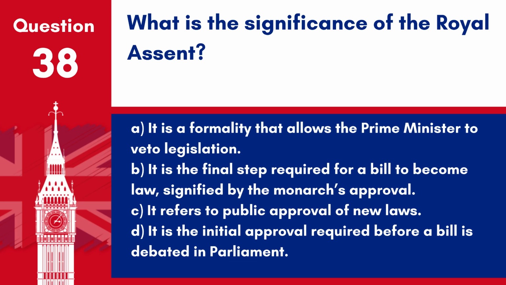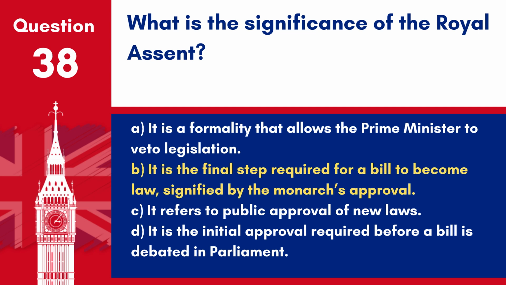A. It is a formality that allows the Prime Minister to veto legislation. B. It is the final step required for a bill to become law, signified by the monarch's approval. C. It refers to public approval of new laws. D. It is the initial approval required before a bill is debated in Parliament.